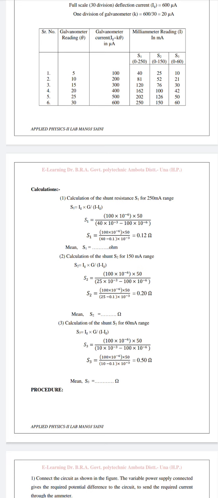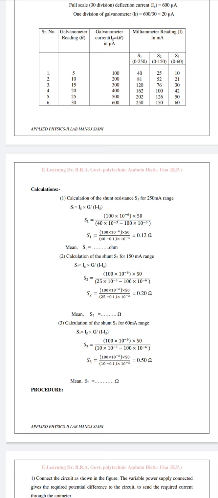When we substitute the value in the formula, we substitute that Ig. So Ig is 100 in the first reading. For S1, I is 40. So here 100 into 10 power minus 6 for micro, into 50. 50 is the galvanometer resistance which remains the same for the whole experiment, and I is 40. So 40 in milli, 10 power minus 3, minus 100 into 10 power minus 6 for the Ig. When we calculate this value, it comes out to be 0.12 ohm. This is the first value of the shunt S1.